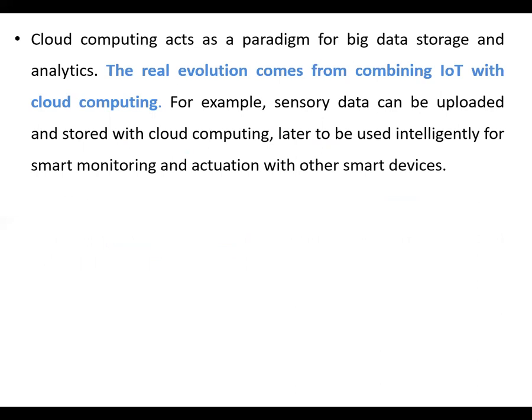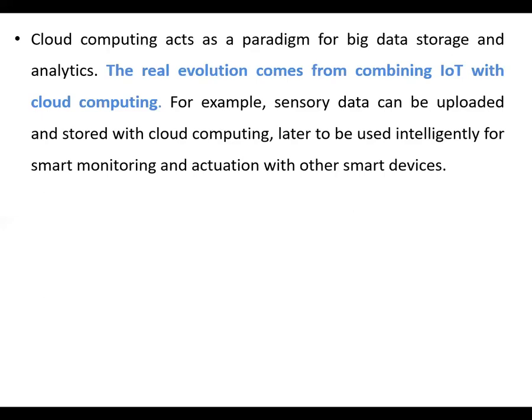The real evolution comes from combining IoT with cloud computing. So the combination of IoT and cloud enhances the efficiency and the applications and makes it more robust, intelligent. You know that IoT alone is not enough because it has limitations, it has restrictions in memory, in processing. So to keep that huge data, we couldn't find any other device except the cloud. Otherwise, you have to buy a storage, another computer that can store that huge data.